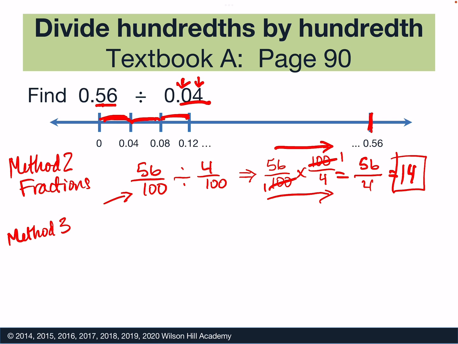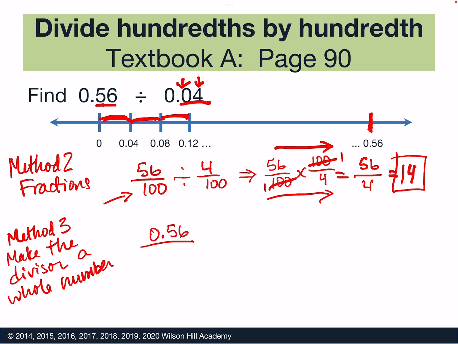And method 3 is, in method 3, we're going to make the divisor a whole number. So here we have our division problem, which is 56 100ths divided by 4 100ths. Because we want to make this divisor a whole number, we're going to multiply by 100. But if we multiply just by 100 on the denominator, we change the value of the fraction.